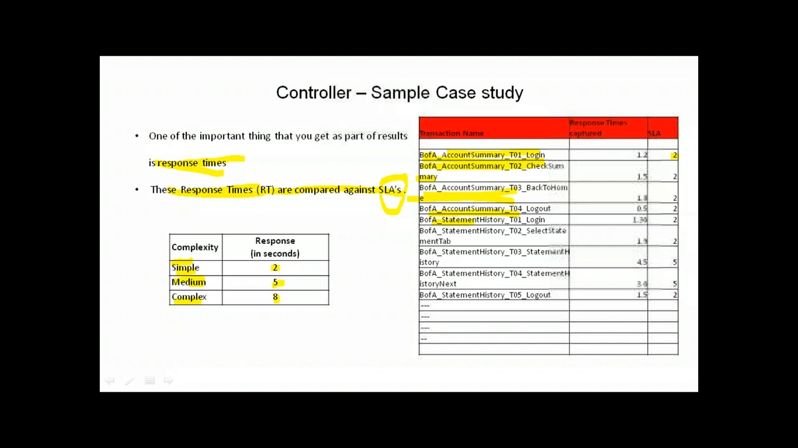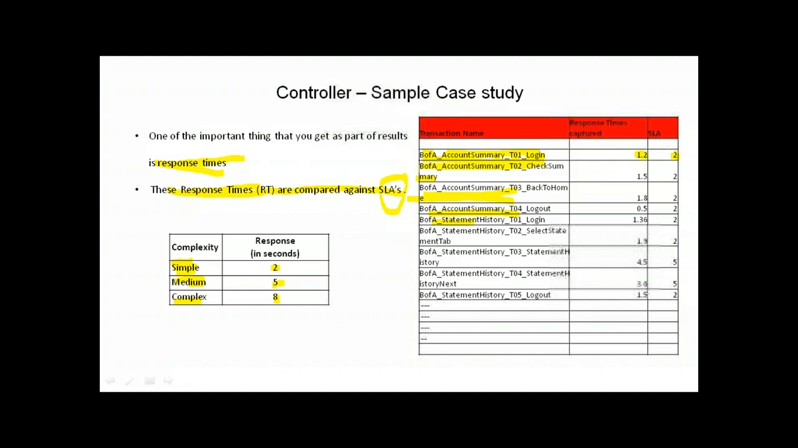Always remember the transactions will be named in this way: the project name, let's say this is a banking application and the project is Bank of America, then the script is account summary, and the transaction is T01, which is a login transaction. Let's assume this is a simple transaction. For all the simple transactions, the SLA is 2 seconds, and what you have achieved as per your results is 1.2 seconds. It is under the SLA.